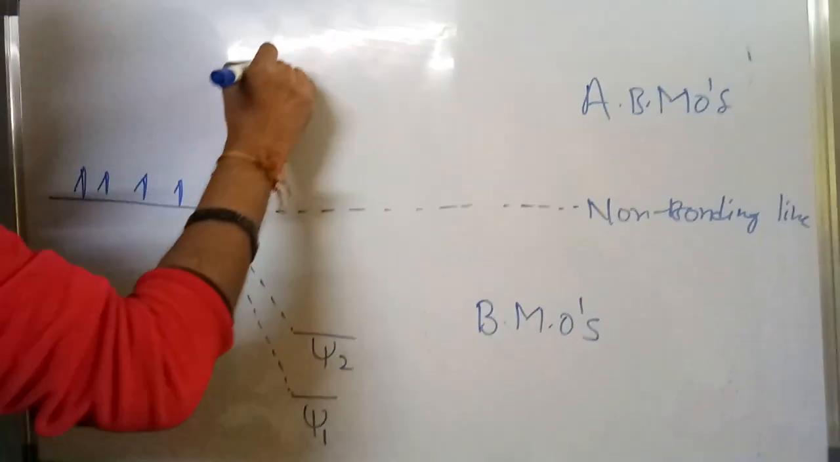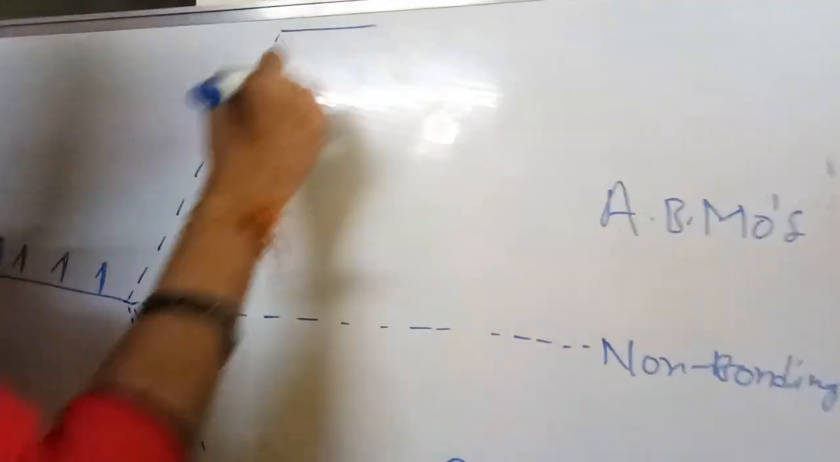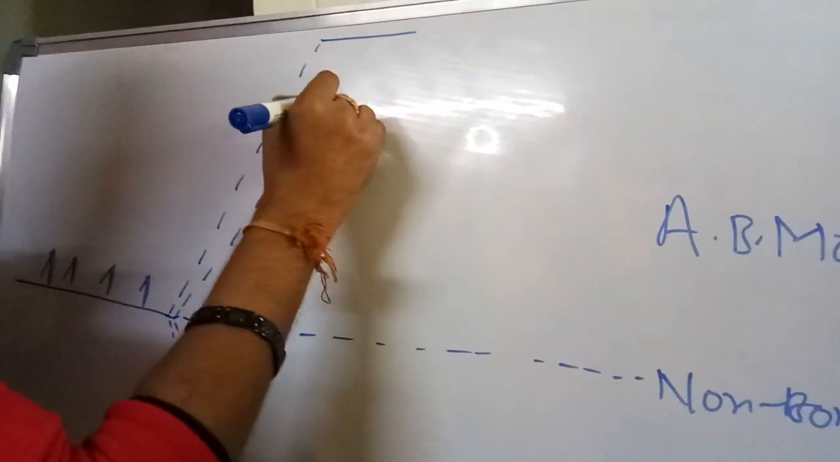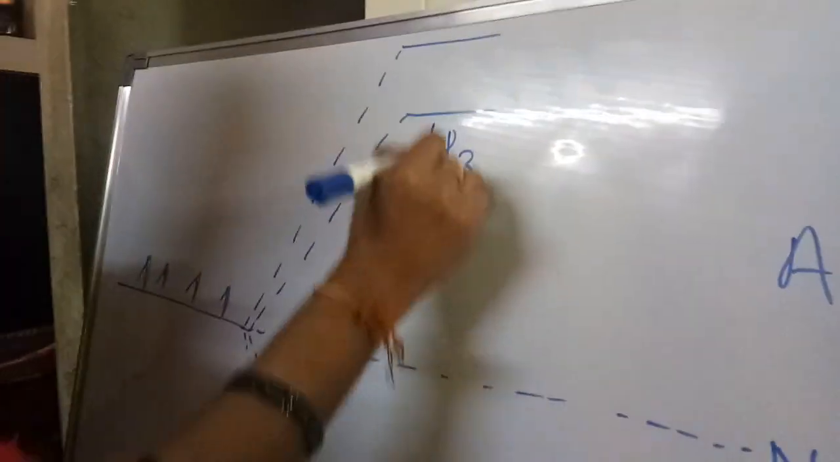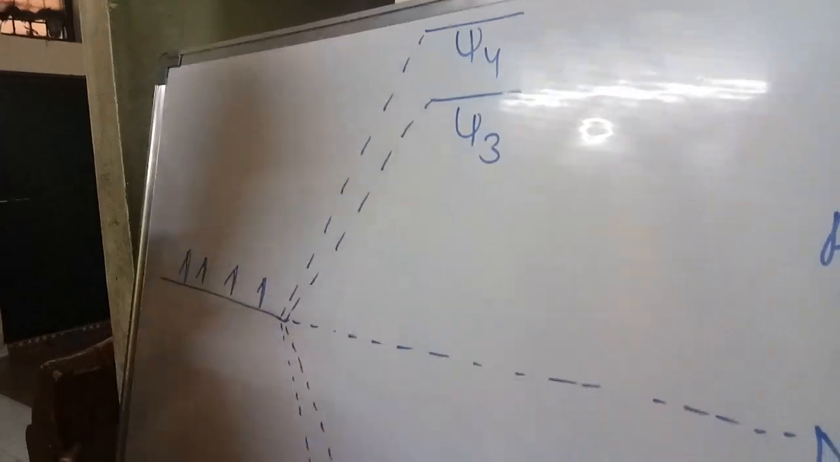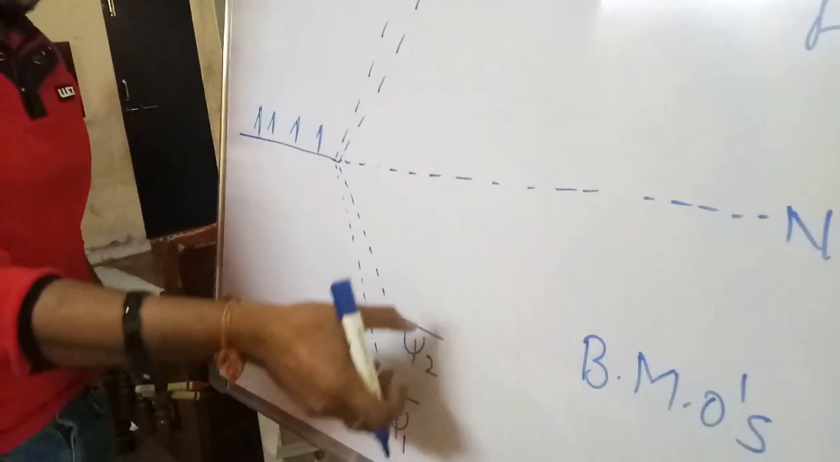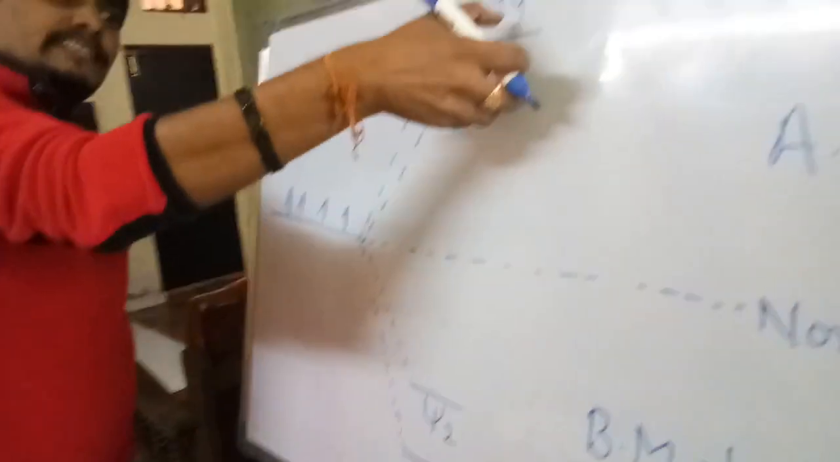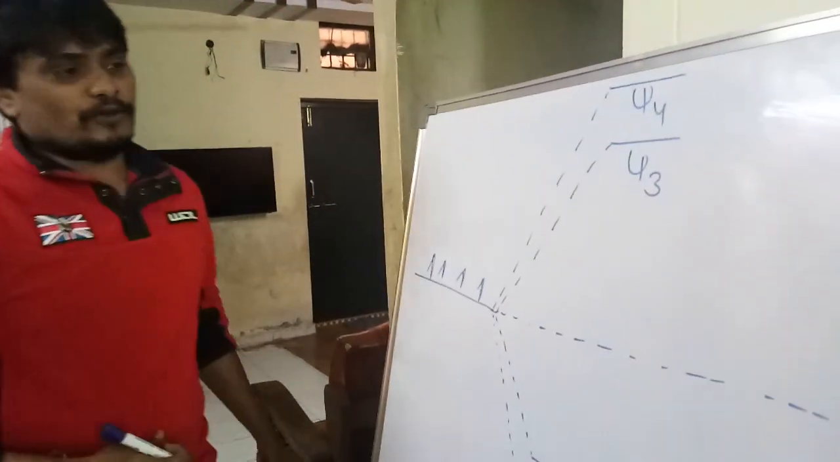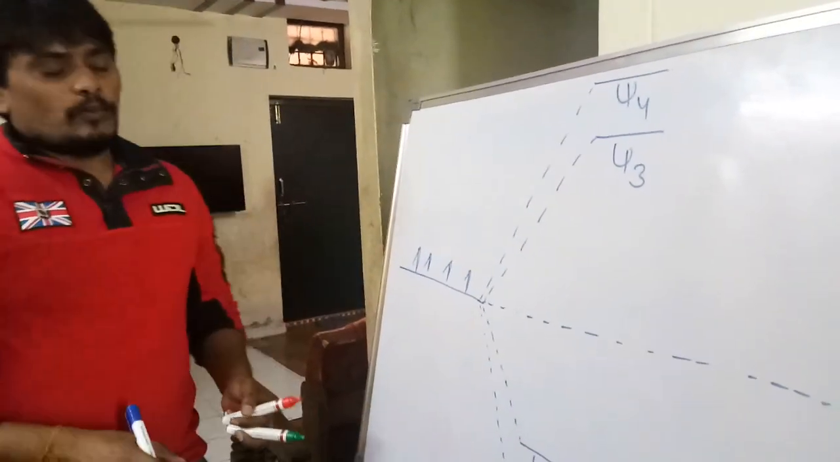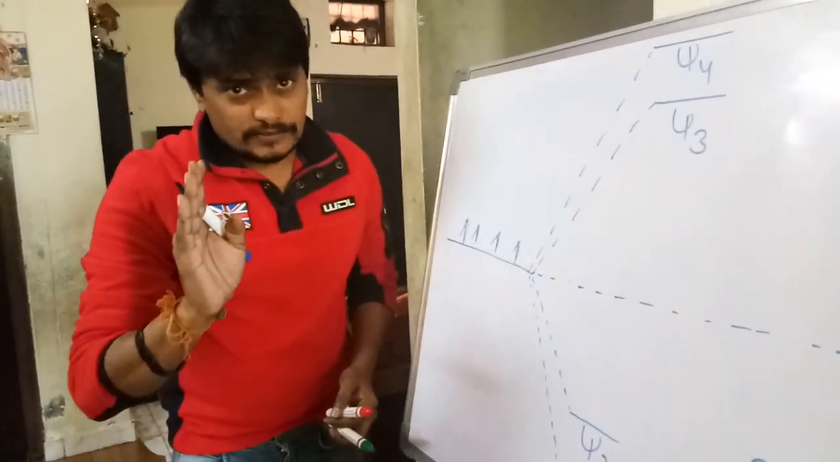Now let us say that this is psi3, this is psi4. So psi1 is the first molecular orbital, psi2 is the second molecular orbital, psi3 is the third molecular orbital, psi4 is the fourth molecular orbital. Right. Now we have 4 molecular orbitals, right?